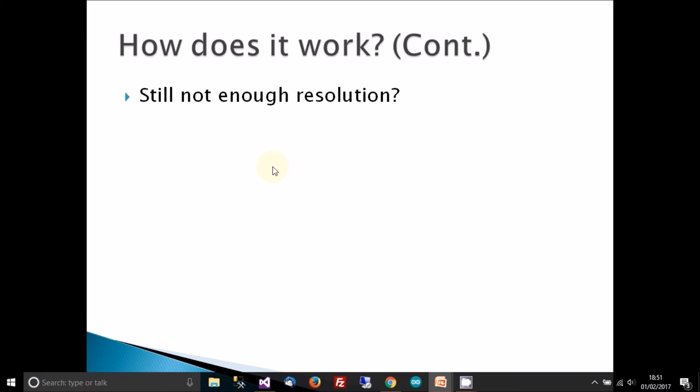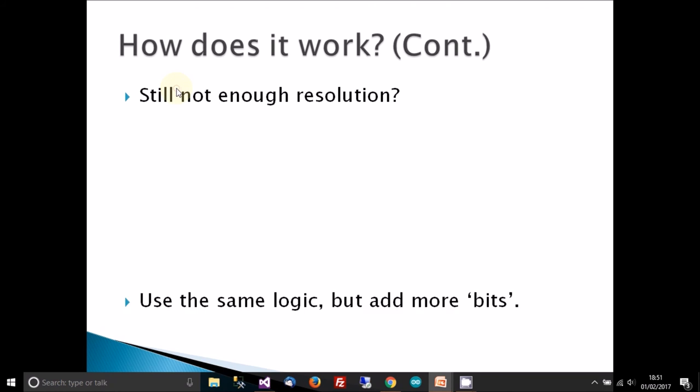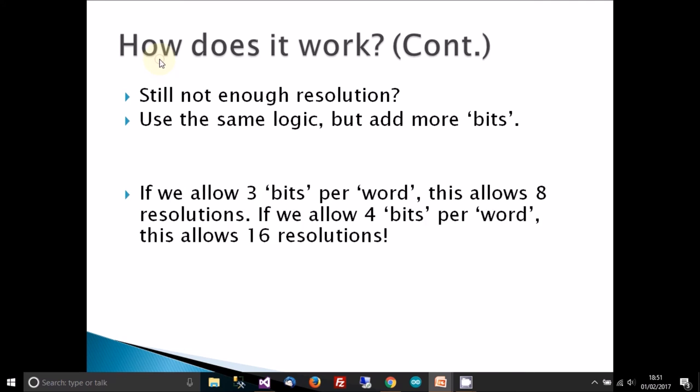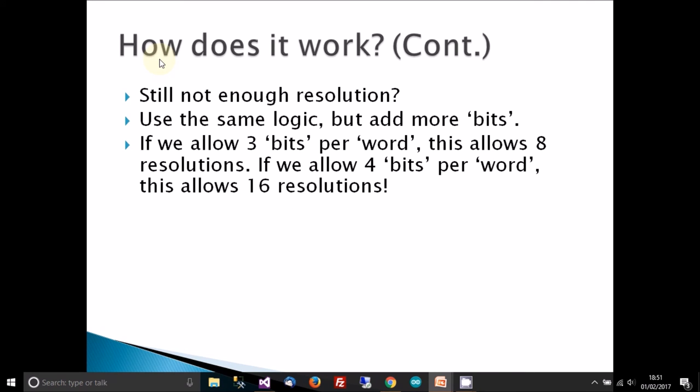Okay, so we've got some resolution and we're outputting something, but it's not really enough resolution for everyday use. So we'll use the same logic as before, but add more bits to it. If we allow 3 bits per word, that allows 8 resolutions. If we allow 4 bits per word, that allows 16 resolutions. So now we're getting somewhere.